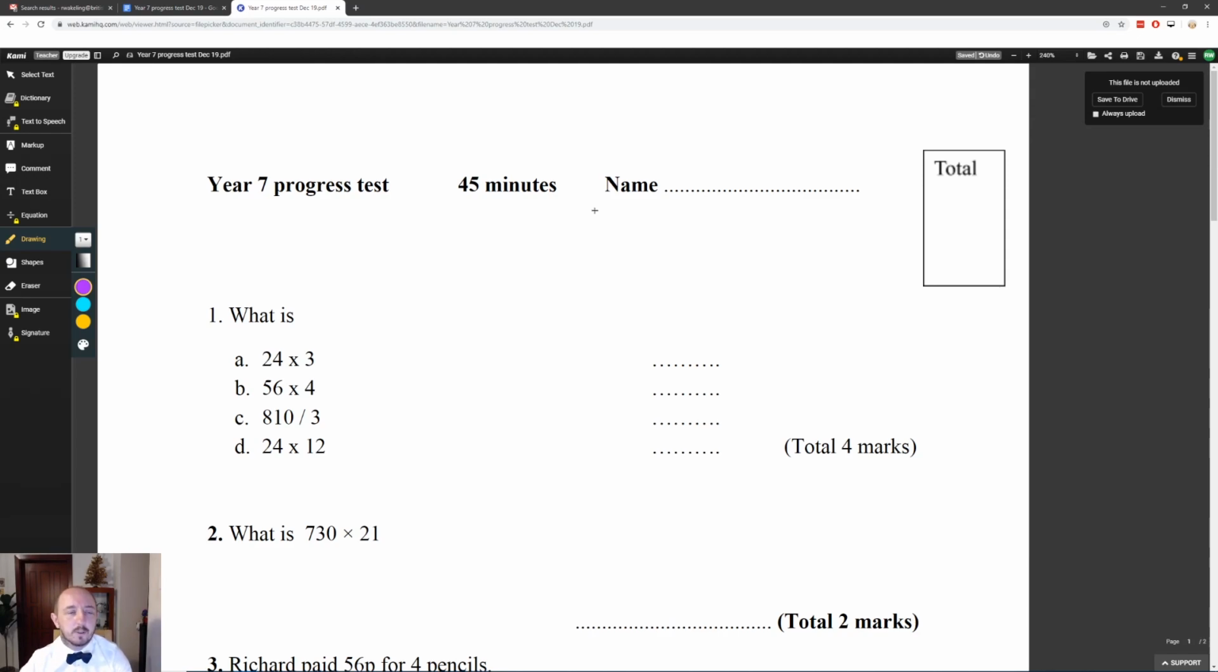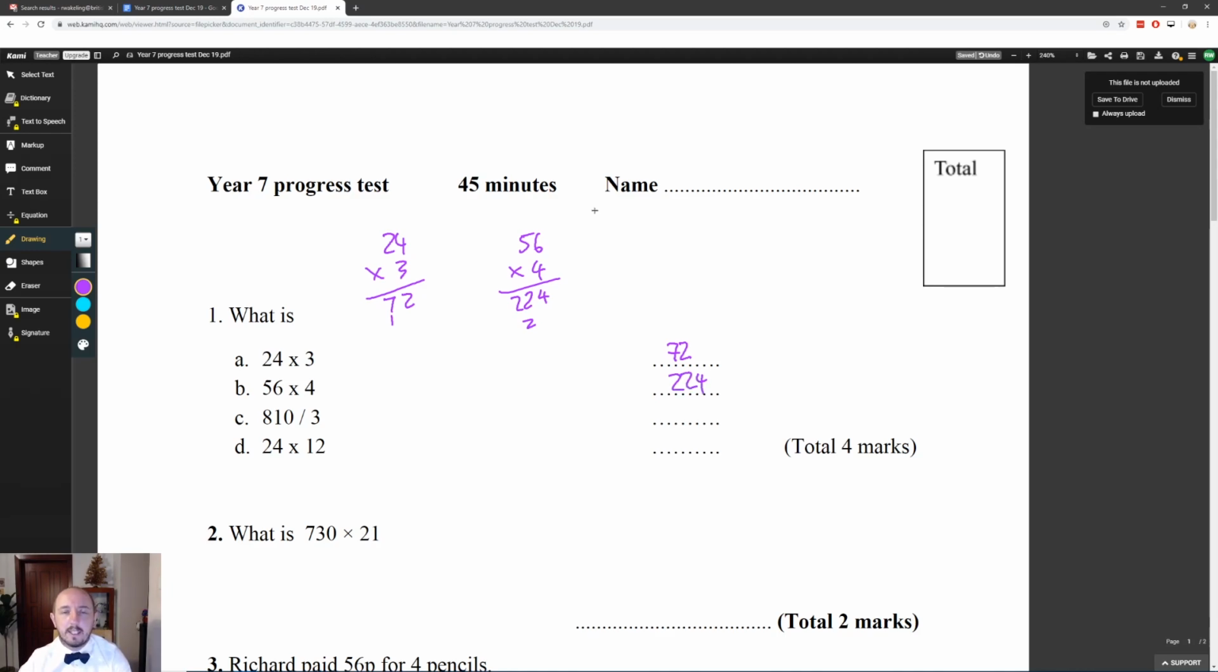So the first one, 24 times 3. We're going to do 3 times 4 and 3 times 2 plus the 1 gives us 72. 56 times 4, we're going to do 4 times 6 and 4 times 5 plus the 2 is 224.